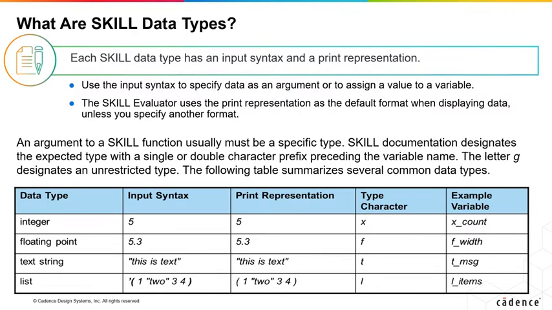The first here is integer, which has an input syntax example of the number 5 and a print representation of the number 5. The type character used in skill to designate an integer is an X. And for example, if you were going to see this in a syntax description for a parameter, it would say X underscore count.